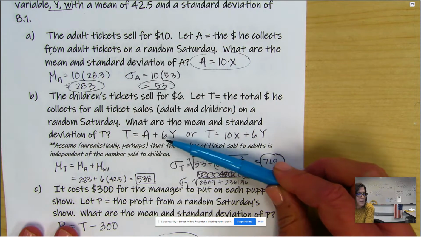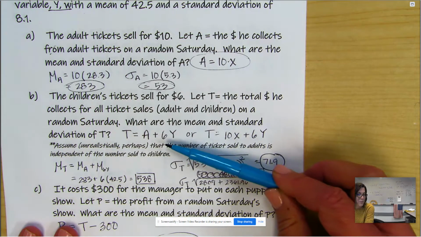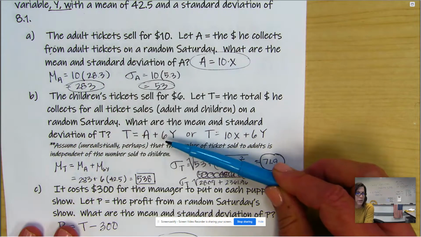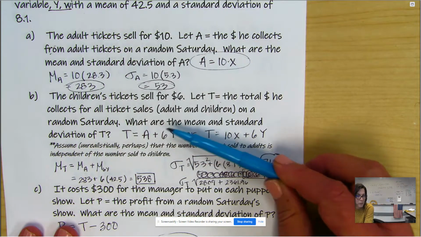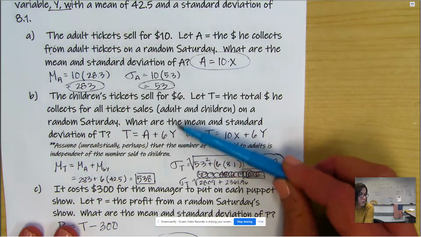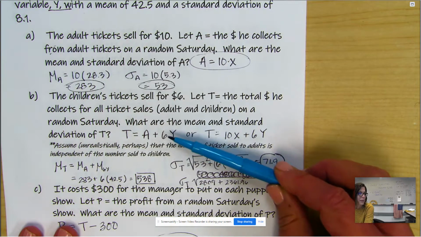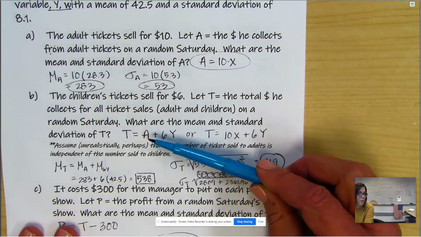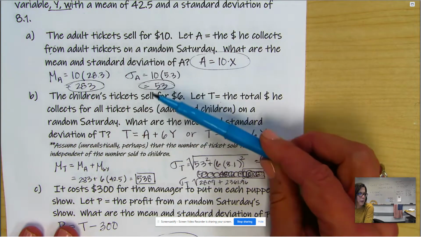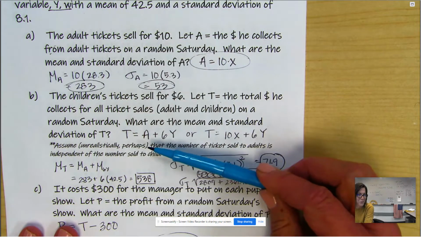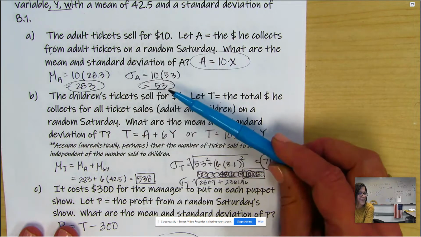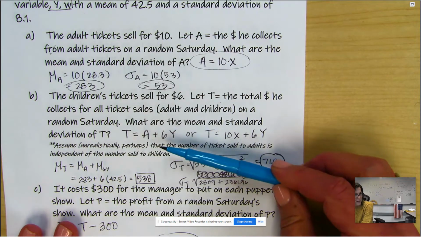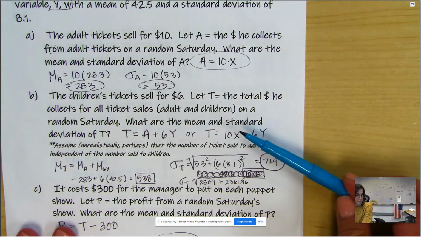Now, we haven't defined a random variable for the amount he's made on children, but I can just call it 6Y. But then I'm basically having to do two things because I already did that step to find the amount he's making on adult tickets up here, and I haven't done it for children. So let's look at what we're doing here.